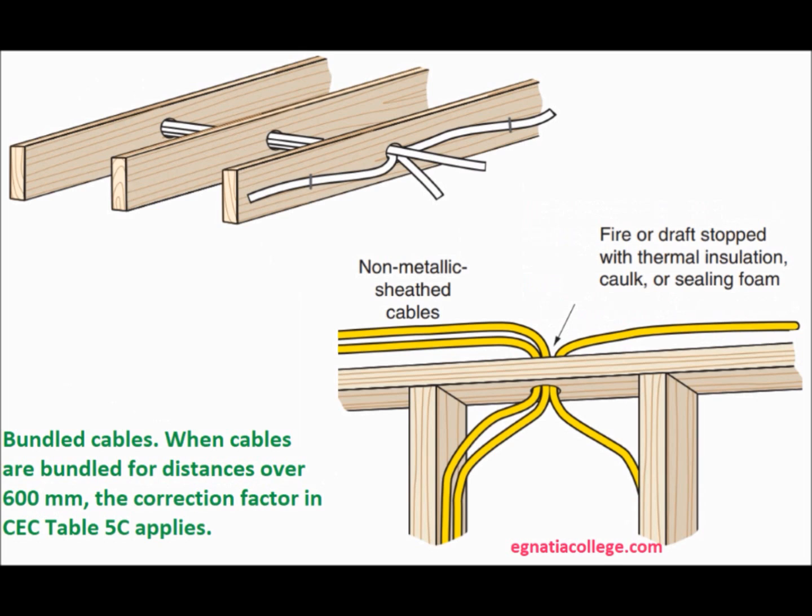When cables are bundled together for distances longer than 600 millimeters, the heat generated by the conductors cannot easily dissipate. These conductors must be derated according to CEC Table 5C. When non-metallic sheath cable is run close to a heating source, an air space must be maintained to minimize the transfer of heat to the cable, Rule 12-506-4.